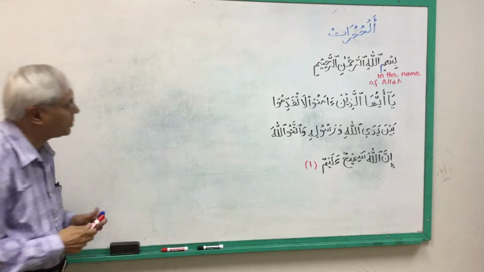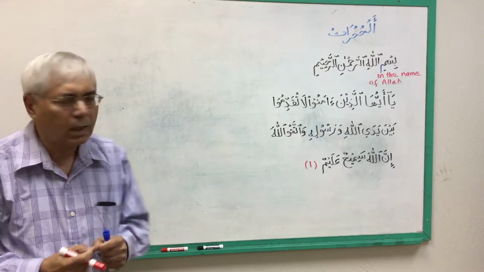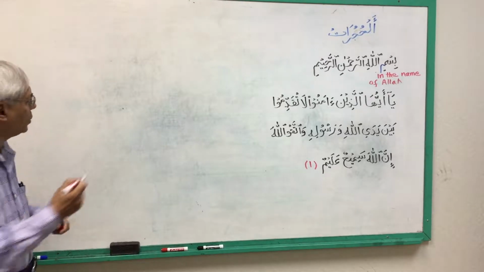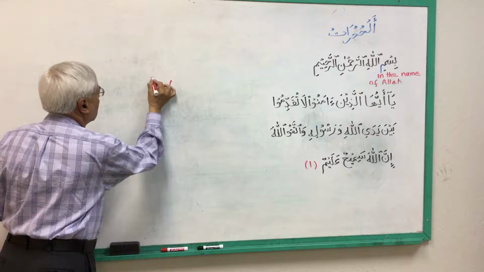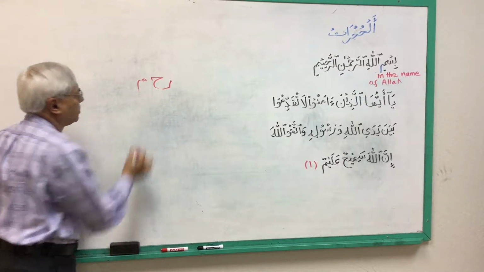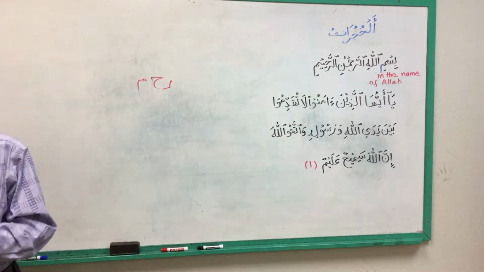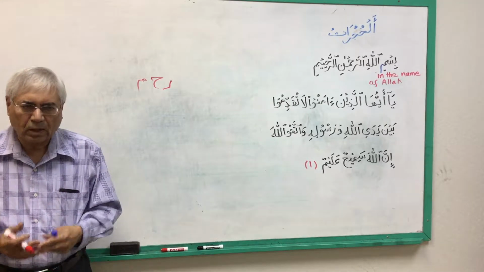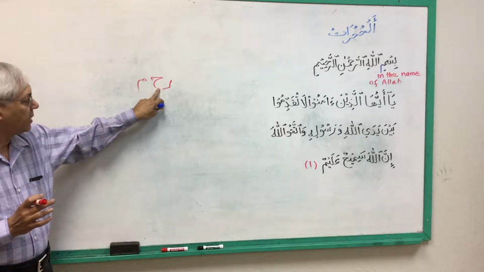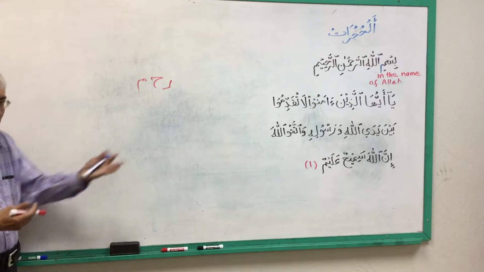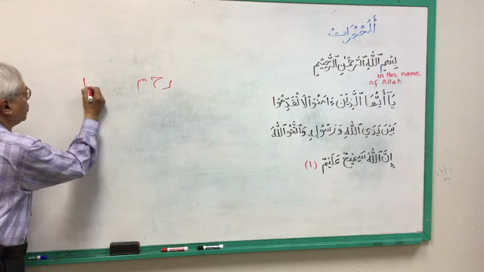Okay. Next two words, Ar-Rahmani and Ar-Rahimi, both start with the same root letters, Ra, Ha, Mim. Okay. Three letters. Separately they don't have any meaning, but once we write these three in this order, the words that will be created will have the meaning of to have mercy.